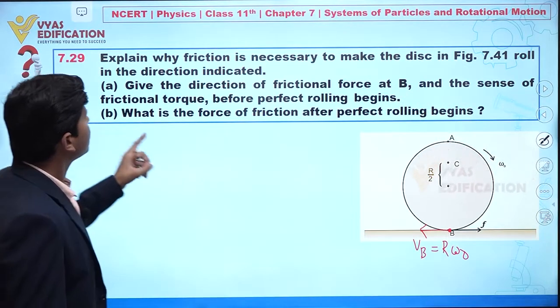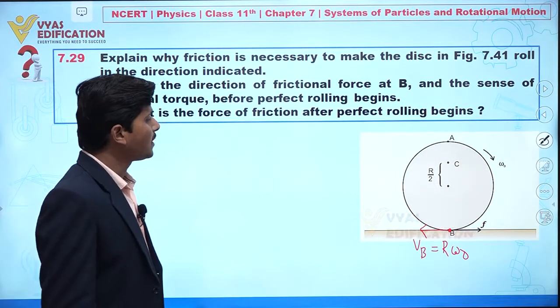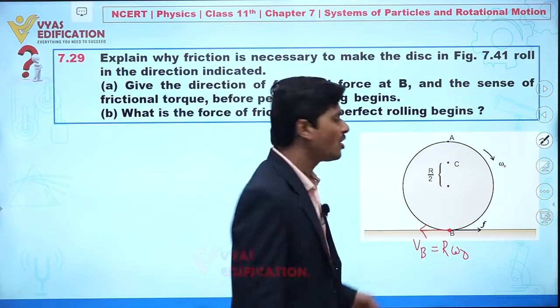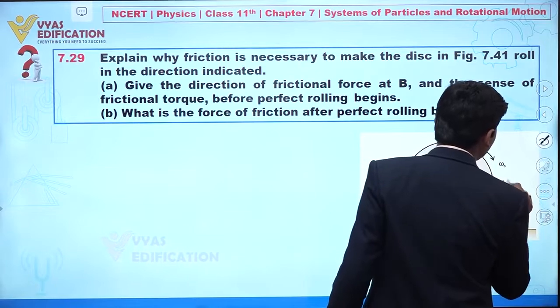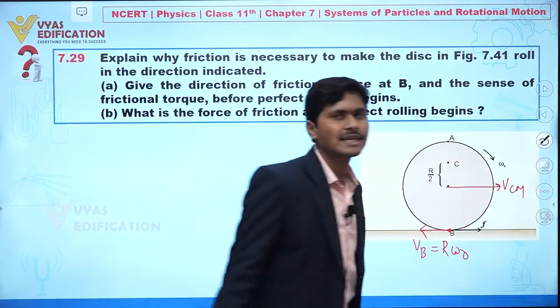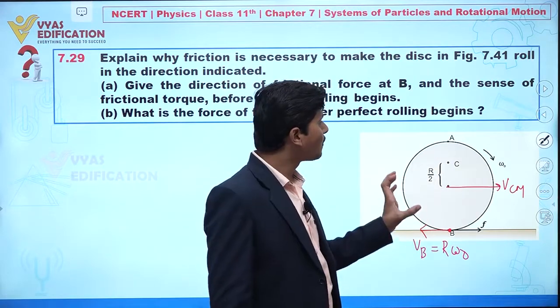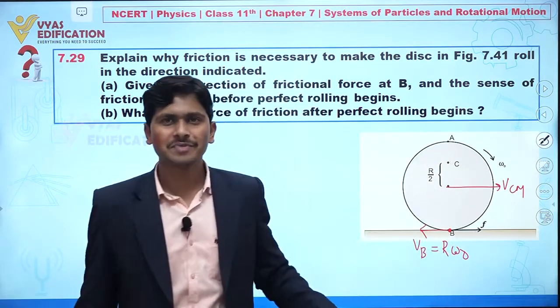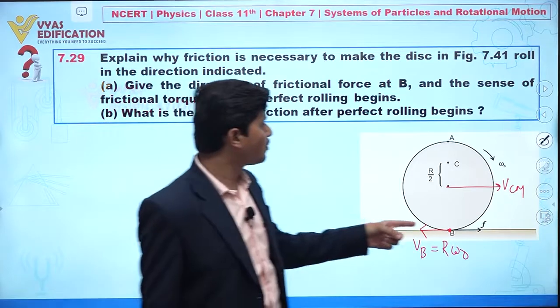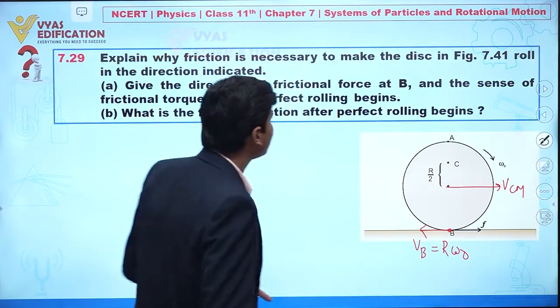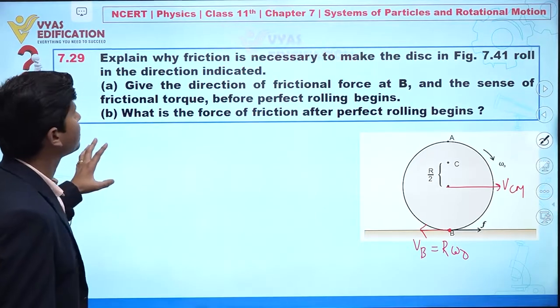Clear? Give the direction of friction force at B. So always keep in mind, the direction of friction force is in the direction of V center of mass, or we can say the direction of friction force is like this, it will oppose the angular torque. Clear? So it will actually oppose the velocity at the point of contact. Clear? So now we can say this is all about part A.